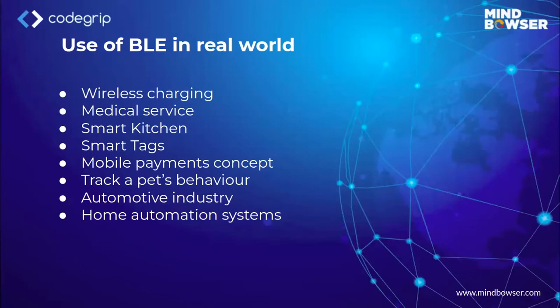And there are home automation systems like smart bulbs and smart AC. In that also we can use it. We can also consider a smart city.